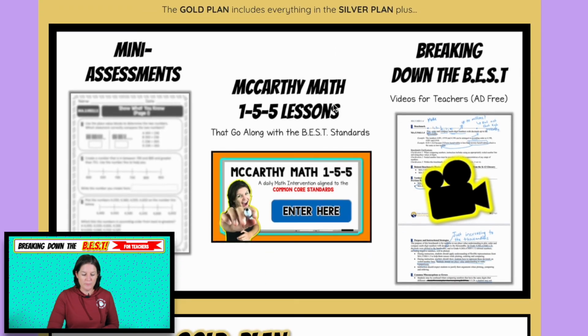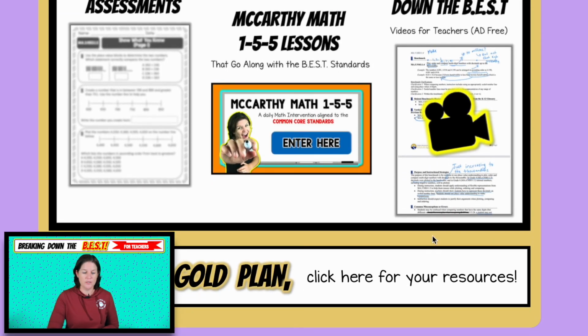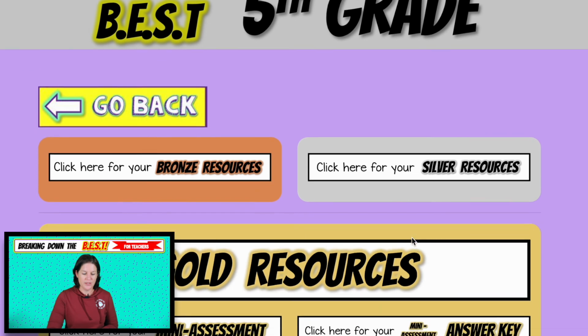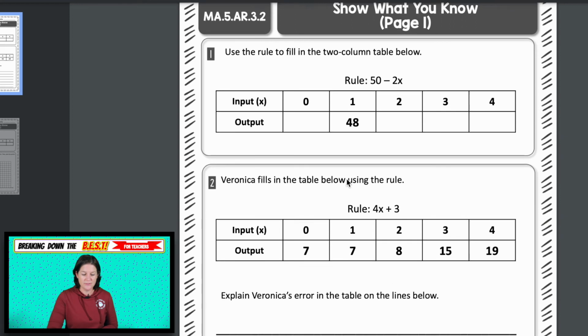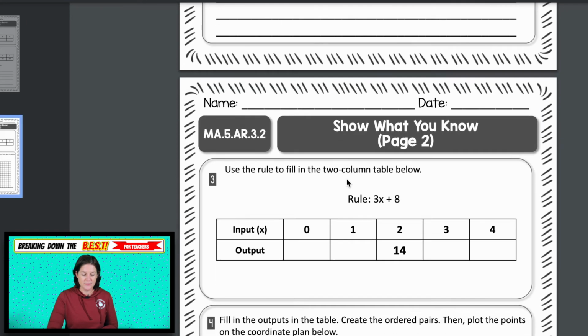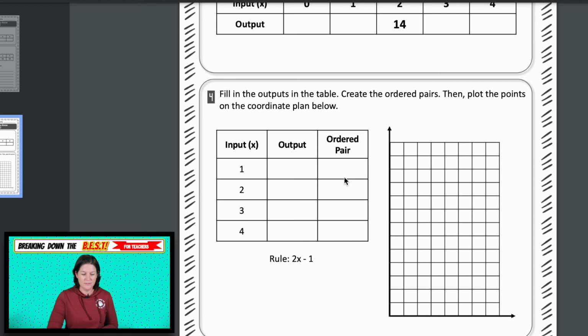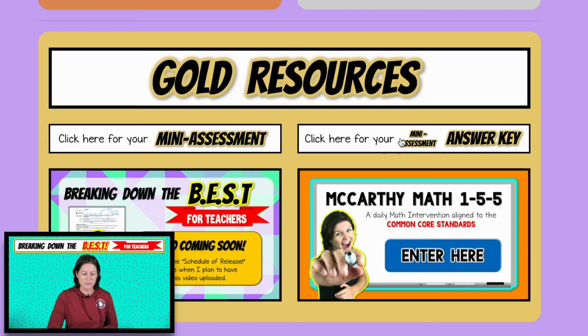Okay, if you're a gold member, you have access to even more. So you have your bronze, you've got your silver resources, and then you also have a mini assessment aligned to this standard. And the answer key right there.